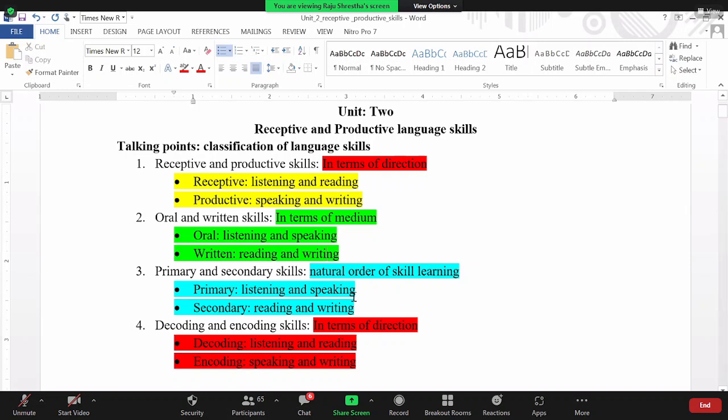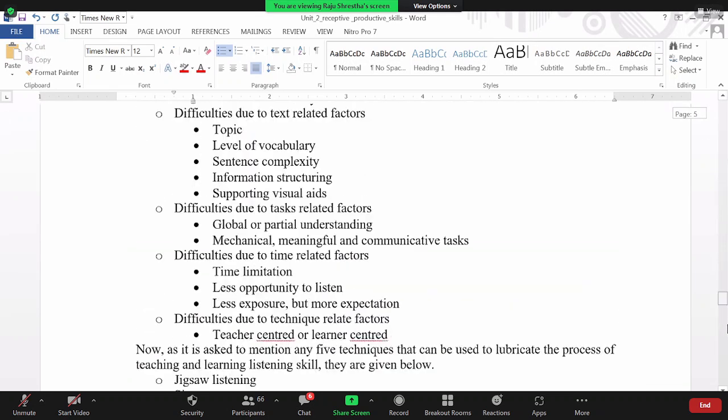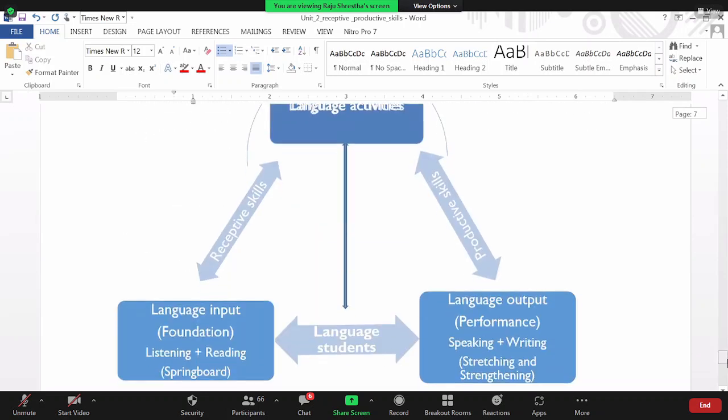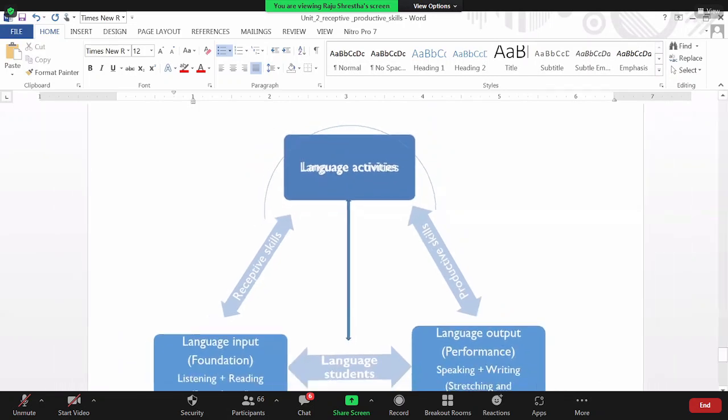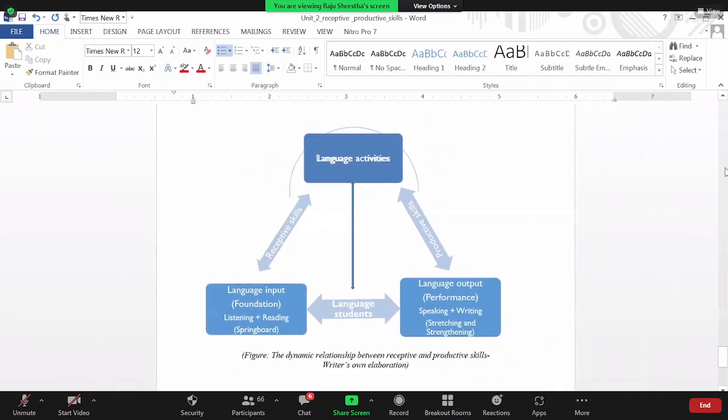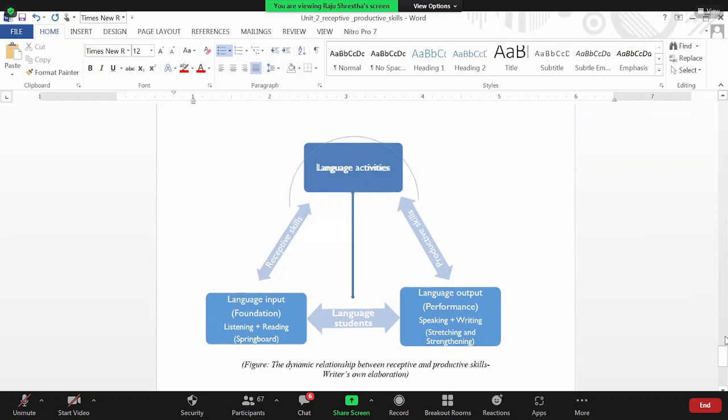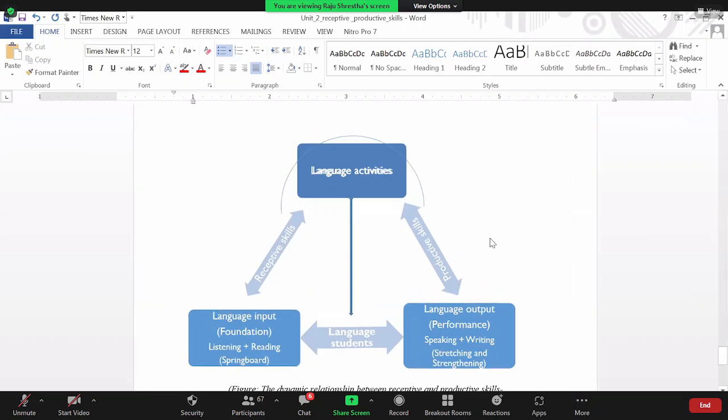Then we talk about receptive and productive. And to understand this classification, I have drawn one figure. Have you seen? Yes. To show the relationship between receptive and productive skills, we can have this kind of figure.